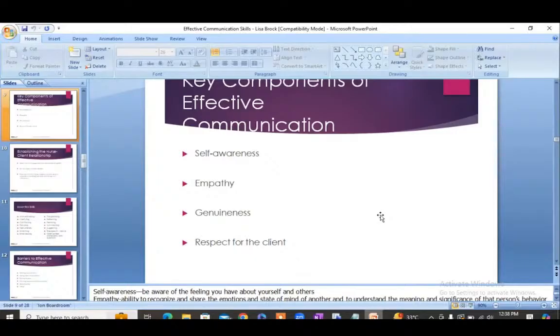Yes, right. Next, we have respect for the client. It's very relevant to genuineness as well, and all of these points that we have discussed. If I summarize it, respect for the client means treating them with dignity, valuing their opinions and feelings, and acknowledging their autonomy and preferences. It involves listening carefully, showing empathy, and honoring their choices and values. This approach helps build a trusting and effective relationship between the client and service provider. You understand? Yes.